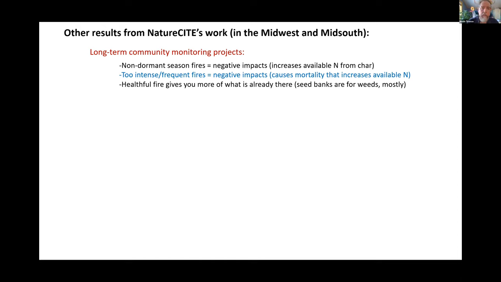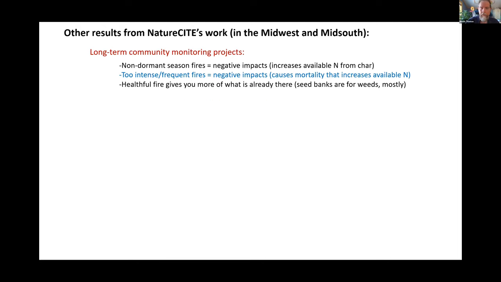What we also find is healthful fires kind of give you just more of what's already there. I think there's a notion that burning will, burn it and they will come. Data from study after study in our region, in my region at least, shows that you kind of just get more of what was already there, which is good. You triage places that have the most potential, and those are the ones you should focus on. If you have a degraded woodlot, prairie glade, what have you, no amount of fire is going to revive it.